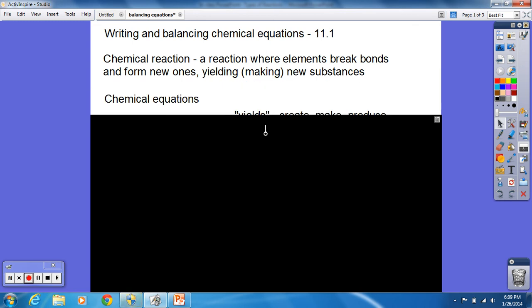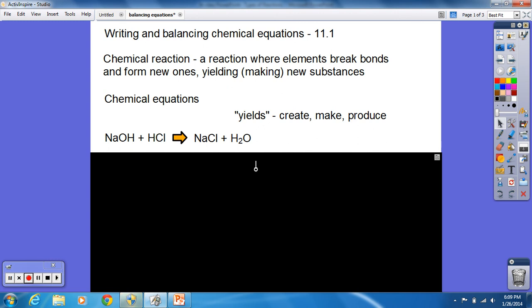So chemical equations are basically written like this. NaOH, which is sodium hydroxide, plus HCl, hydrogen chloride or hydrochloric acid. Then an arrow; you don't have to make a nice blocky one, a simple arrow will do. Gives us NaCl, sodium chloride, and H2O, water or dihydrogen monoxide.